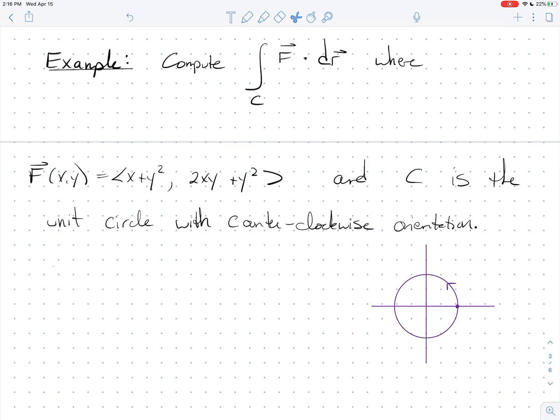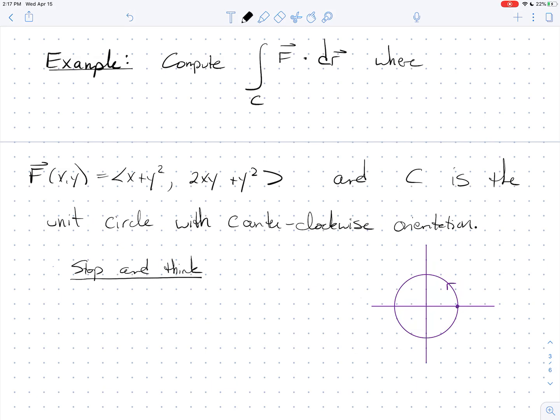All right, so we want to compute this line integral. I'm giving you the vector field F. It's a two-dimensional vector field. C is the unit circle with counterclockwise orientation. So before you dive into this, you should stop and think. In fact, that's just good life advice. You should always just stop and think about almost everything.